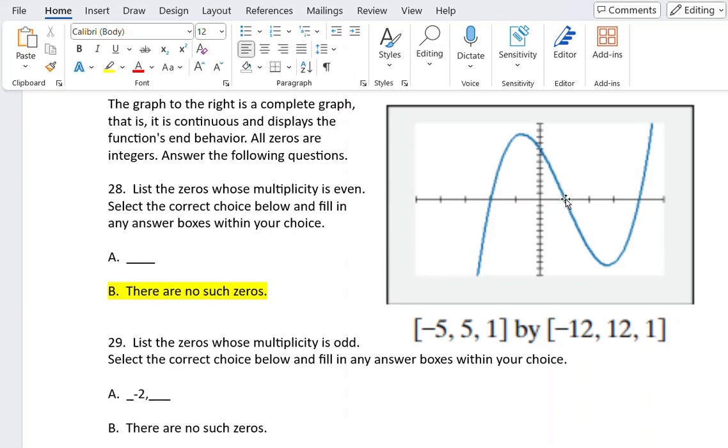I also have a zero with odd multiplicity at +1 and another one here at +4. So 1, 2, 3, 4 is where the third zero is. So -2, +1, and +4. And that's going to go with answer choice A.